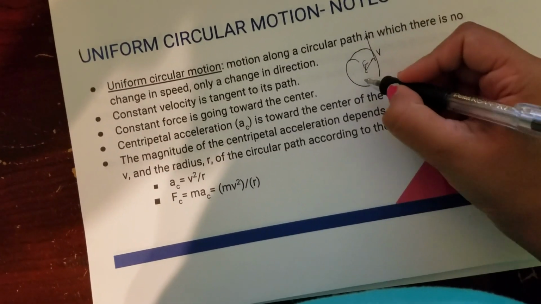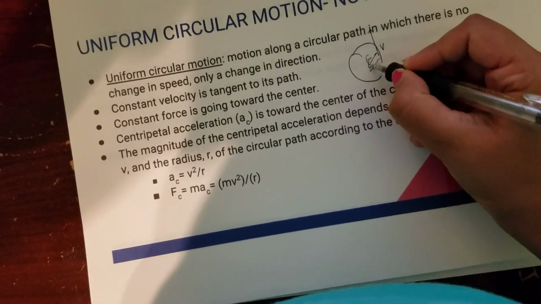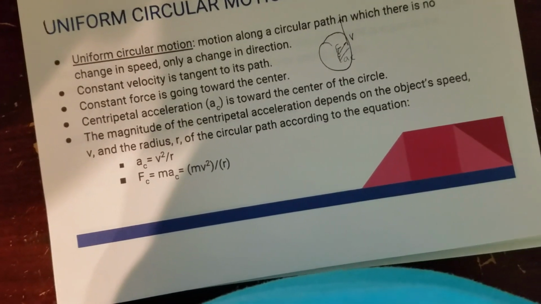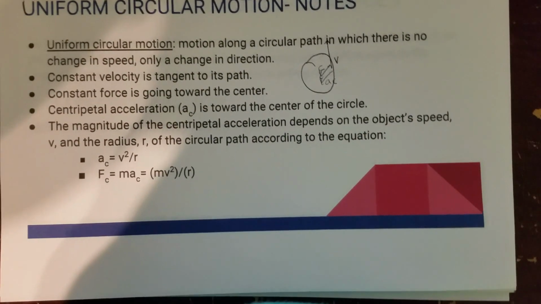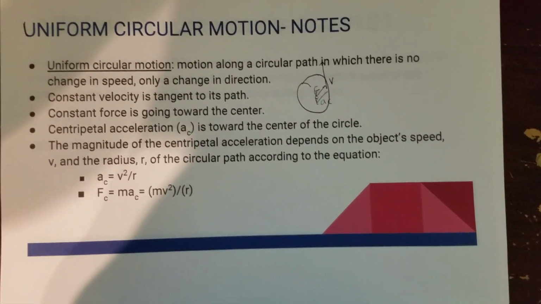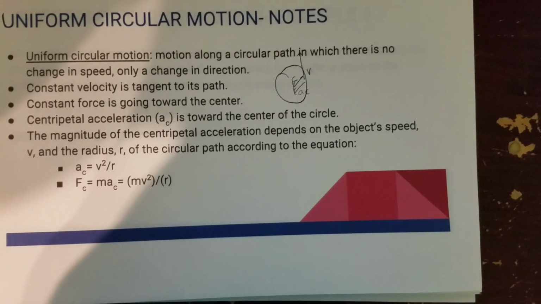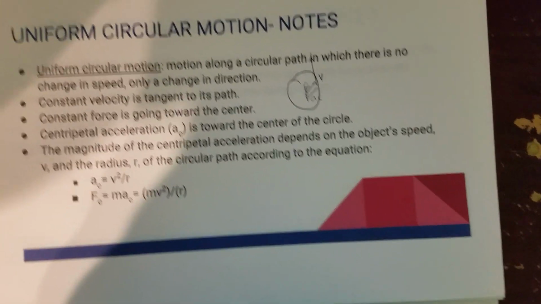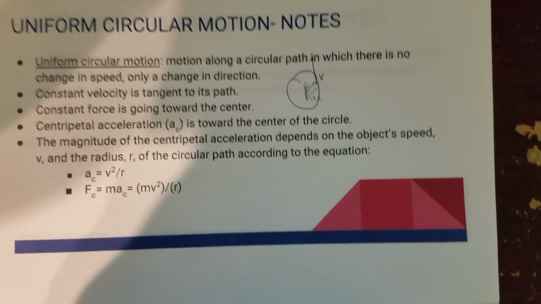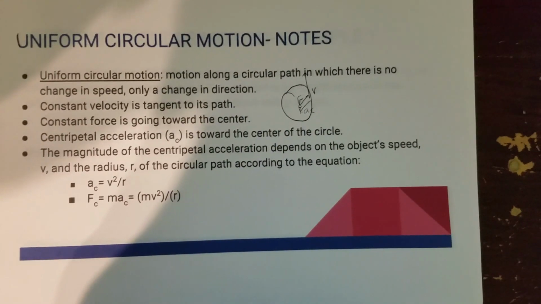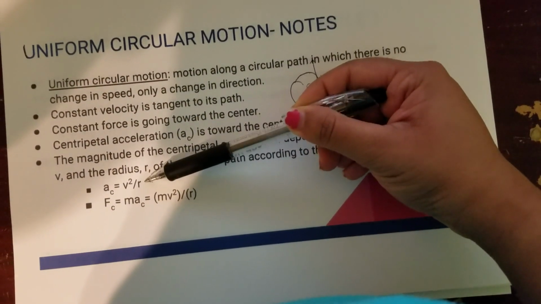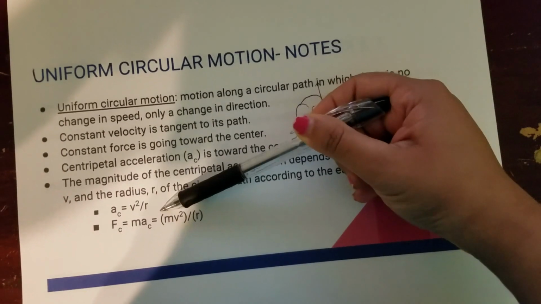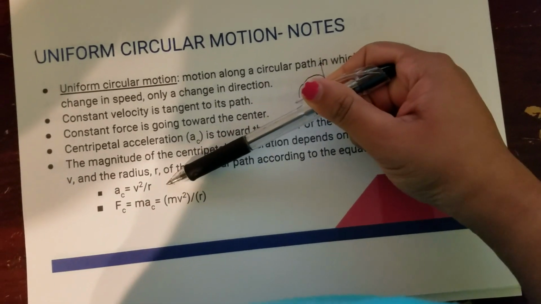And so is centripetal acceleration, denoted as a subscript c, and it goes through the center of the circle. The magnitude of centripetal acceleration depends on the object's speed, v, and the radius, r, of the circular path, according to the equation a_c equals v squared over r. This is one of the equations that you need to memorize. It's very essential for uniform circular motion, so you must memorize this.